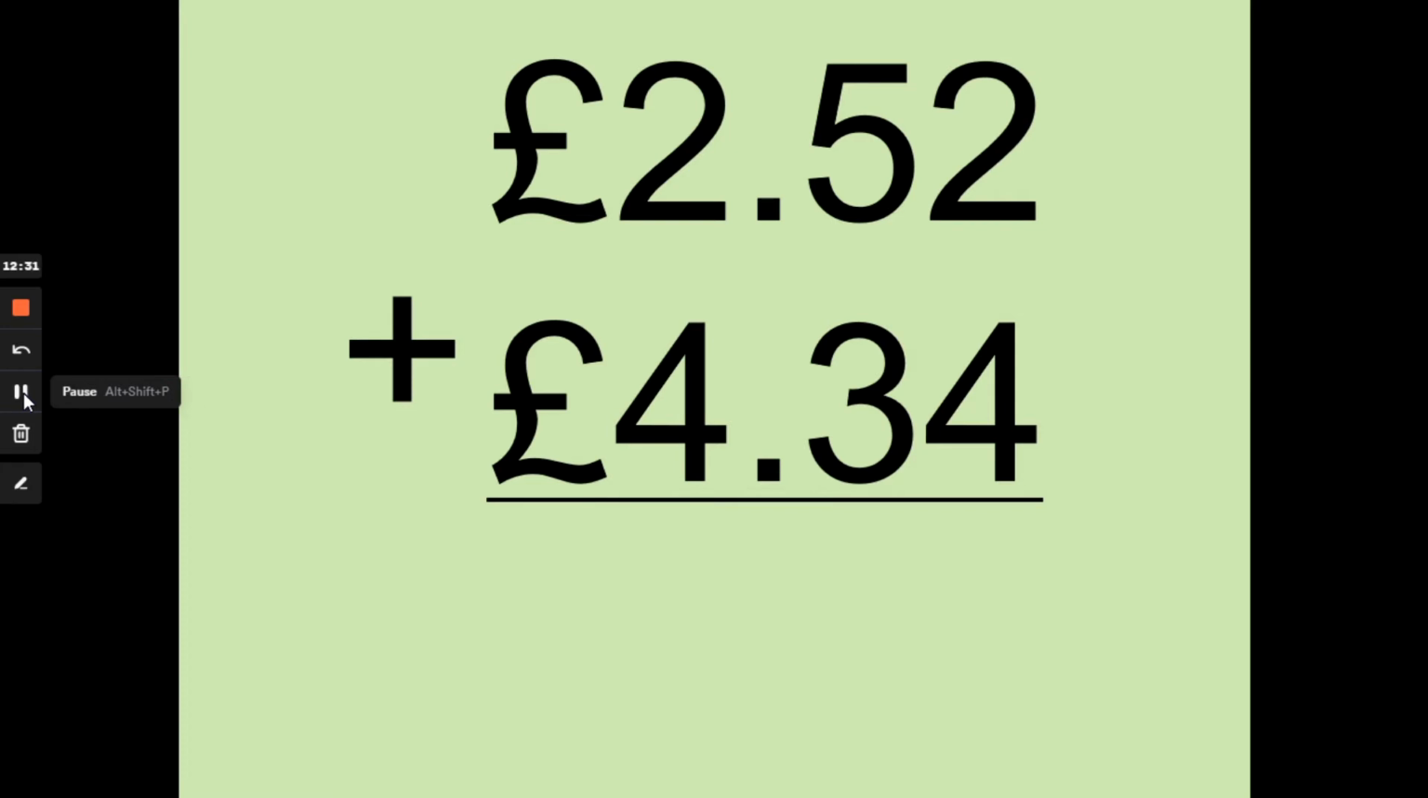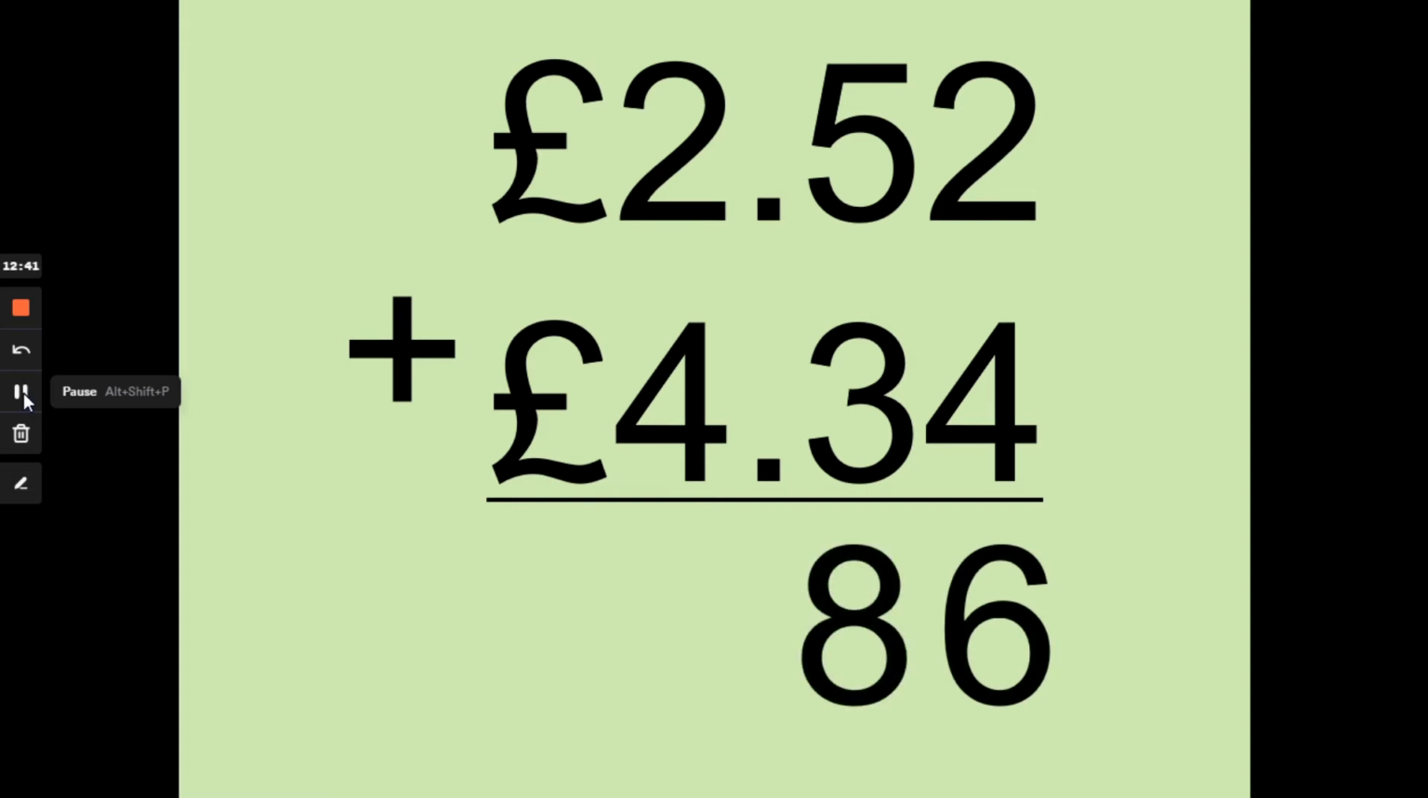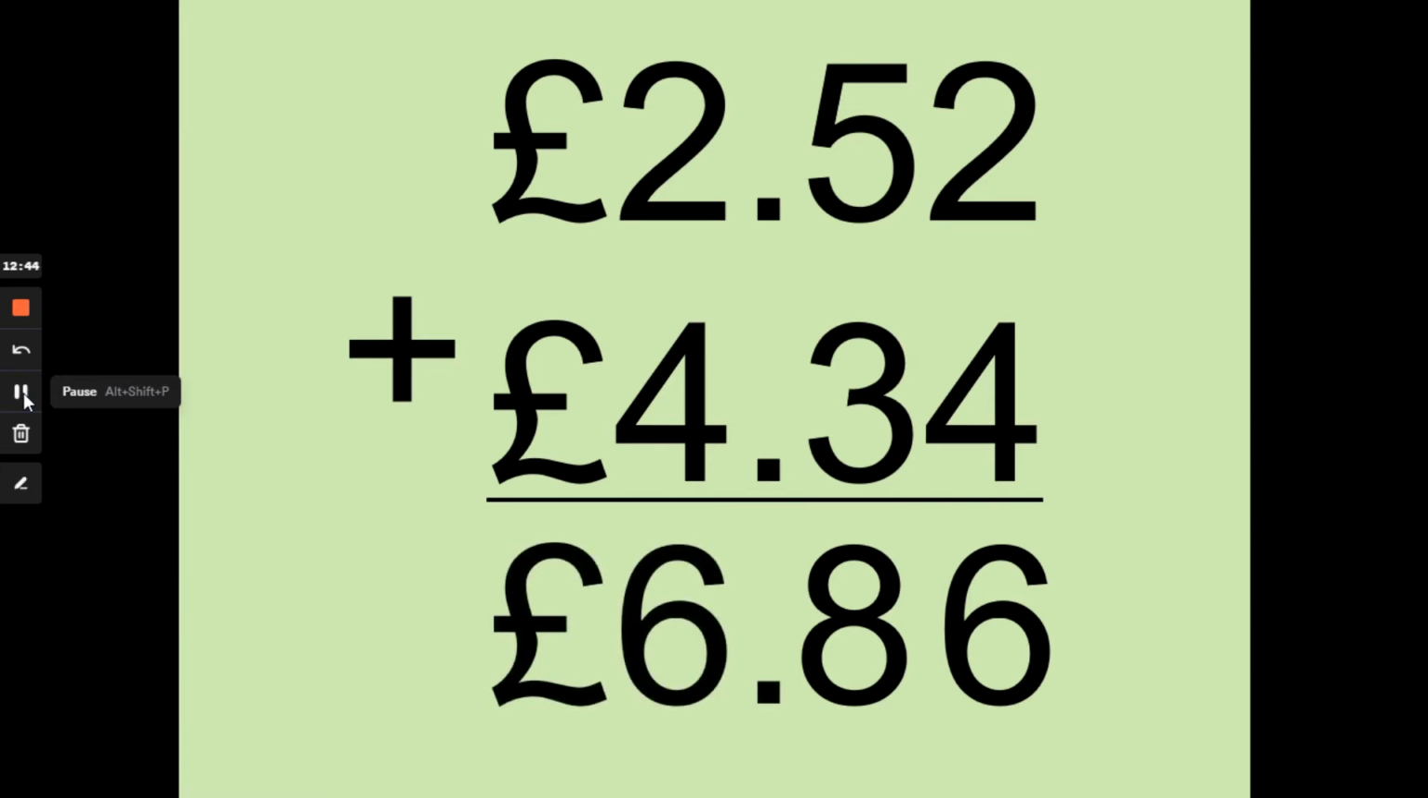Okay, well done. So I'm going to go through this one now with you. So it was an example. So in the first column, we've got 2 add 4, which equals 6. In the second column, we've got 5 add 3, which equals 8. Then put the point in, and we've got 4 add 2, which equals 6. So if you got that right, please give yourself a big tick.